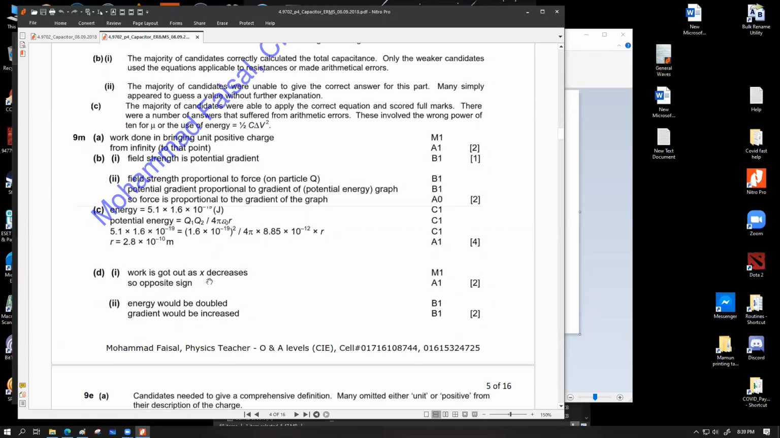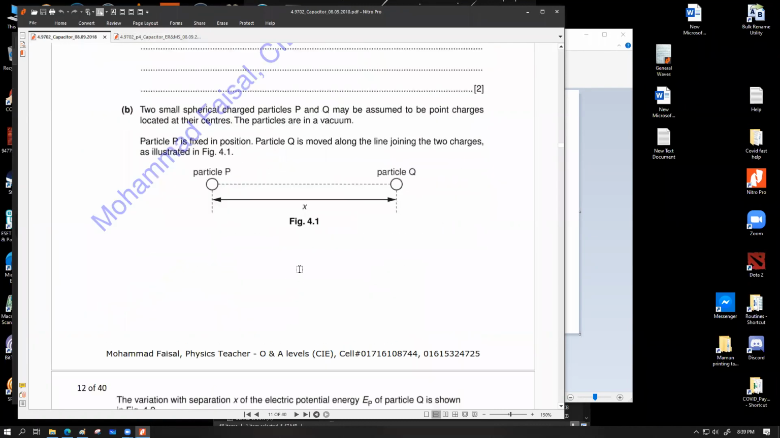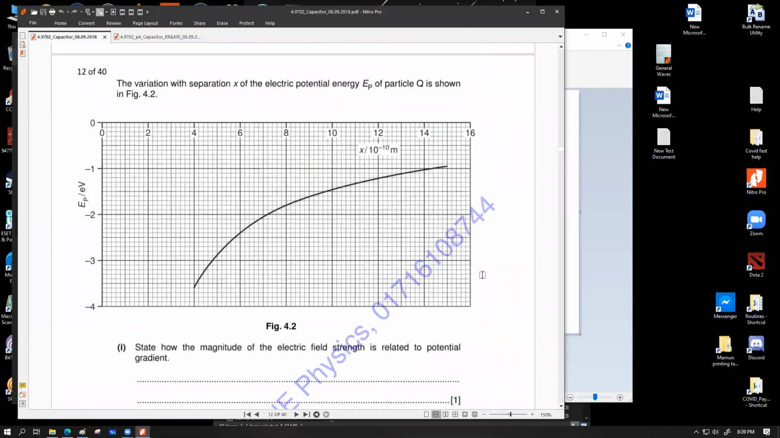Work got out as X decreases. Negative energy represents energy being released, right? They wrote the opposite thing. I was saying all along that work got in as X increases. That's what I explained, but they had the opposite wording: work got out as X decreases. So they talked about from right to left, and I was talking about from left to right.